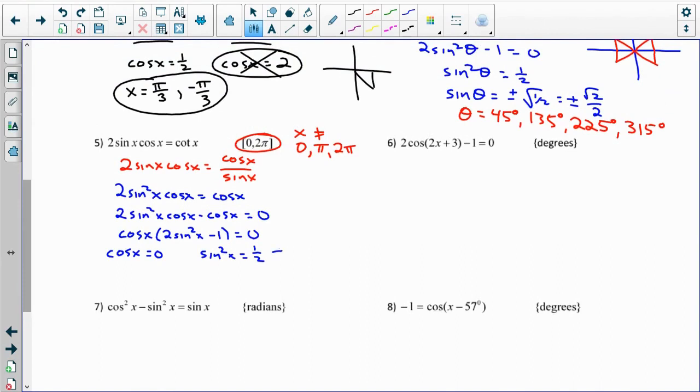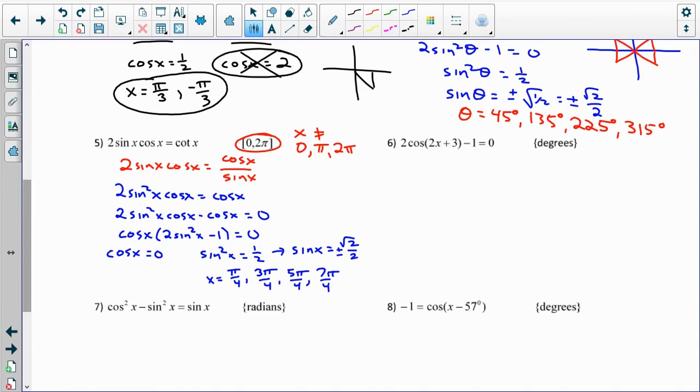So sine x equals plus or minus root 2 over 2. So x equals pi over 4, 3 pi over 4, 5 pi over 4, and 7 pi over 4.